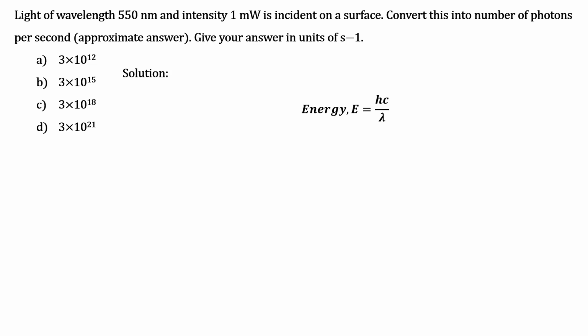Basically, energy is hc by lambda, right? And we know hc is 1240. So then E will be 1240 by lambda. That is the 550 that is given to us. And when you calculate this, you will get the value as 2.25454.